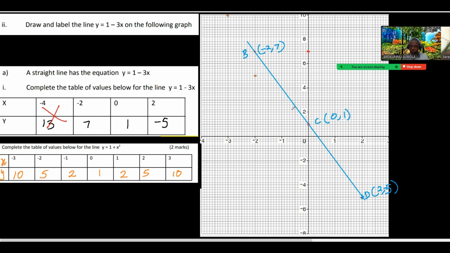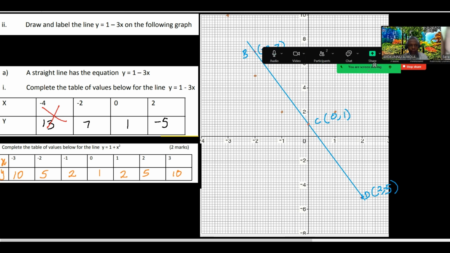Then at minus 1, we have 2. Minus 1 goes up to 2, so 2 is somewhere here. Then at 0, it goes up to 1, so it's at 1 now, okay? Then, just use the brown color. Then at 1, it goes to 2. At 1, it goes up to 2 again. So 2 is right here. Then at 2, it goes up to 5.